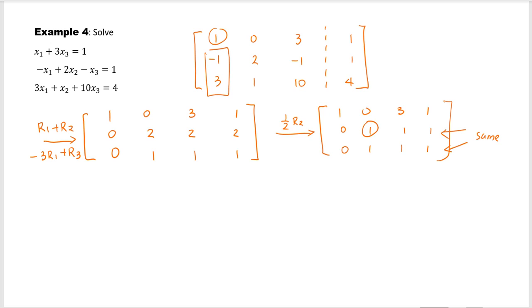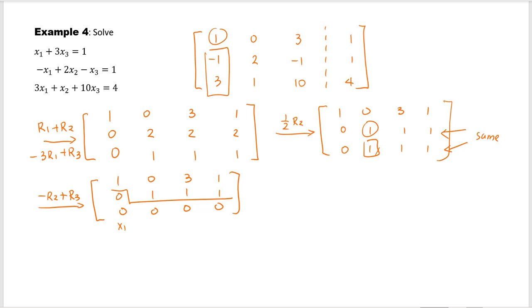So how can we use this row to kill the entry below it? Negative row 2 plus row 3 will give us zeros for the last row because they all cancel out. Okay, now we get a stair shape. So this is the echelon form. First column corresponds to the coefficient of x1. Second column corresponds to the coefficient of x2. Third column corresponds to the coefficient of x3. Last column is the right hand side, right?